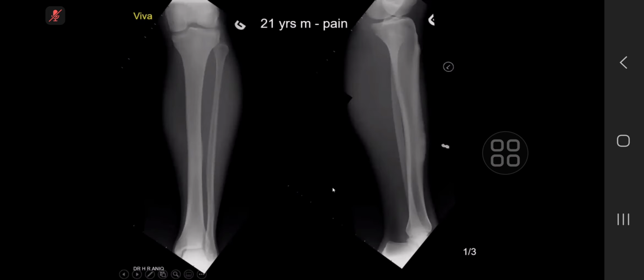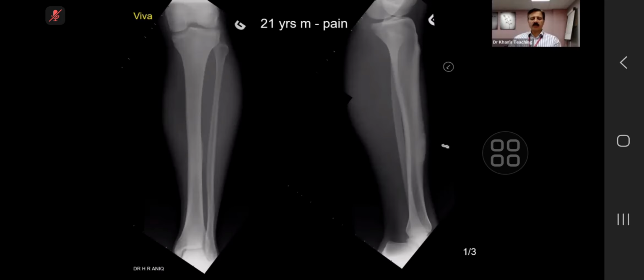Okay, so these are frontal and lateral radiographs of the tibia and fibula for a 21-year-old patient. At the anterior and medial aspect of the mid-tibial shaft, there is cortical thickening. Sorry, I'm just trying to zoom.